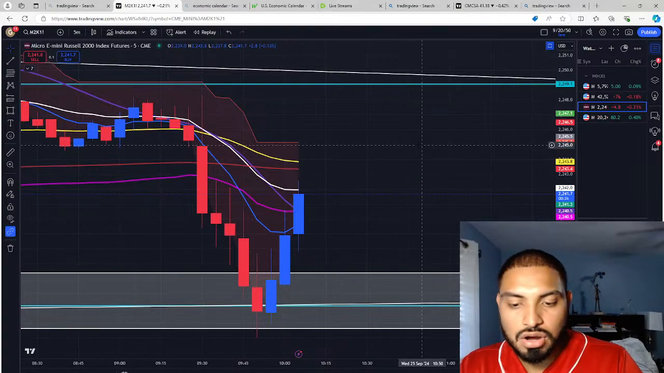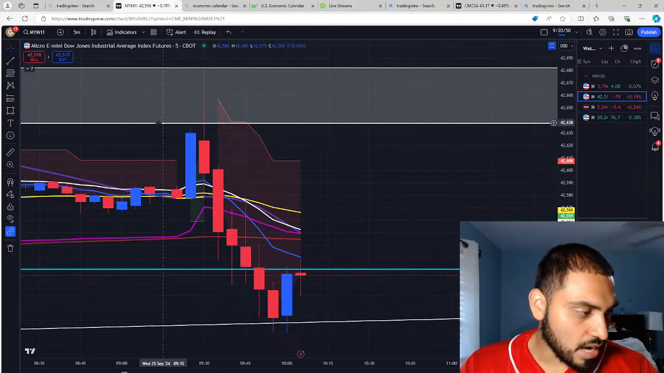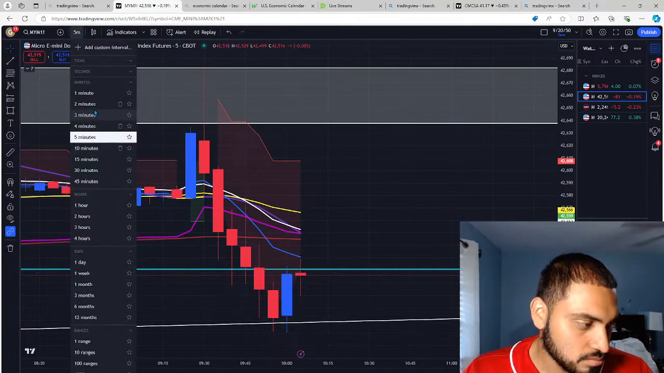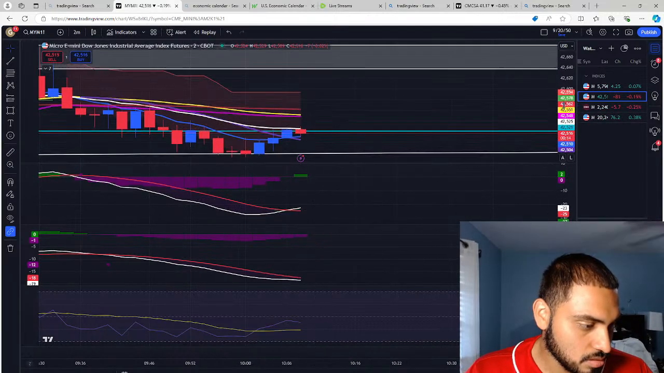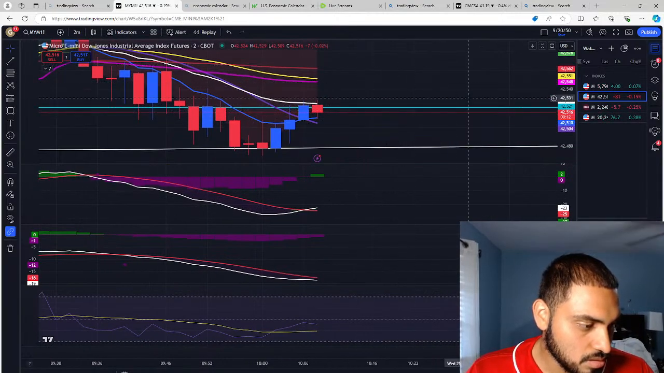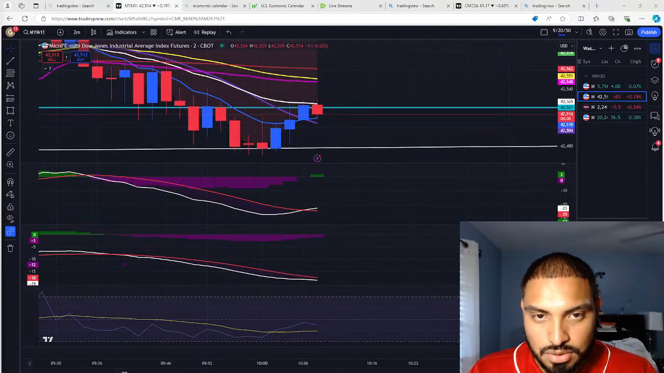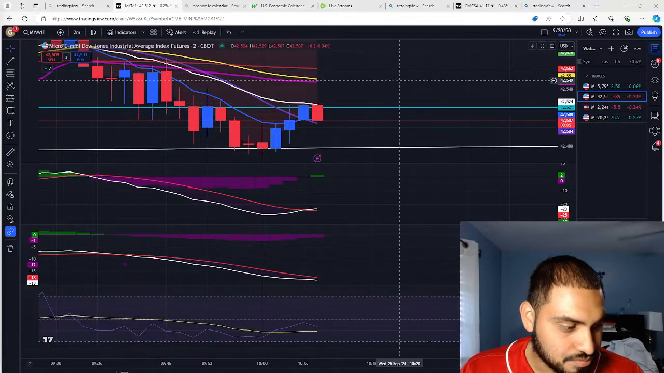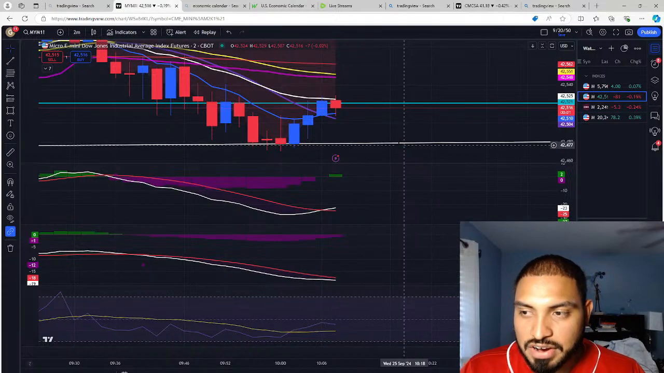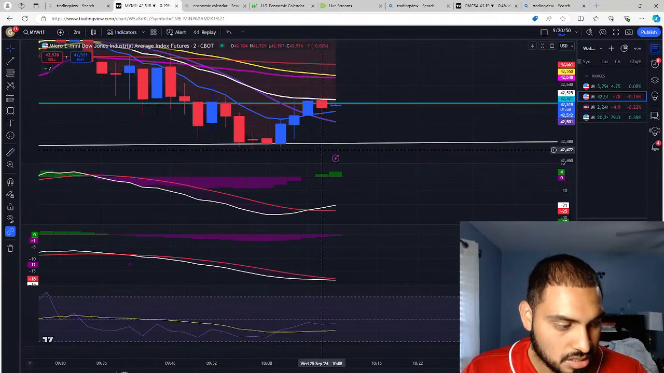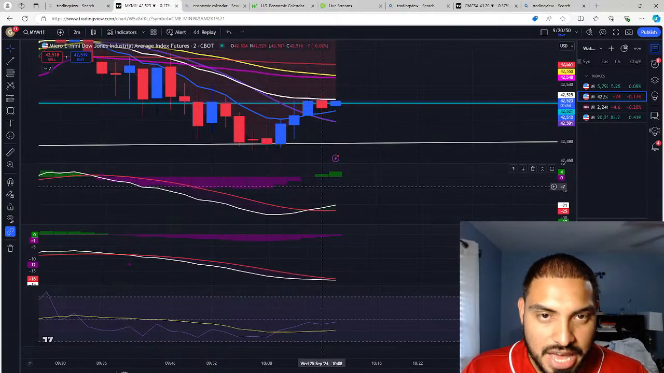So on the Dow Jones, still got some stuff to battle with. One of these is going to give me something. Because right now the Russell is very bullish, and the Dow Jones hasn't caught up yet.